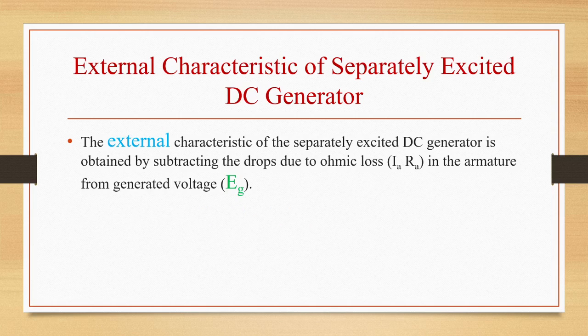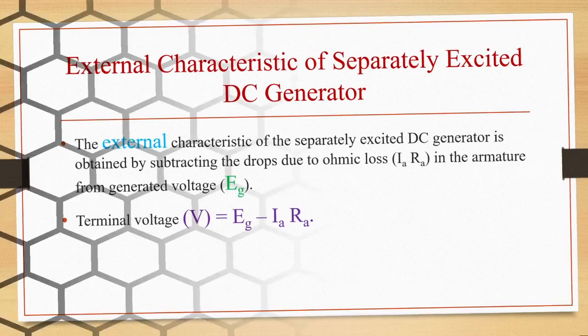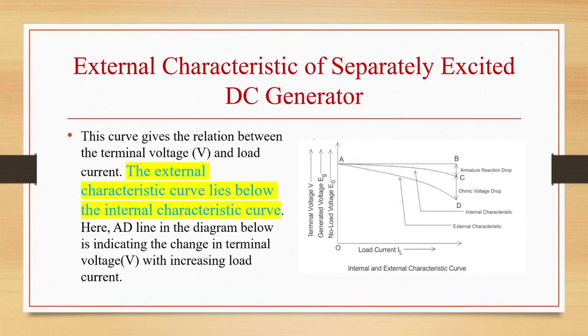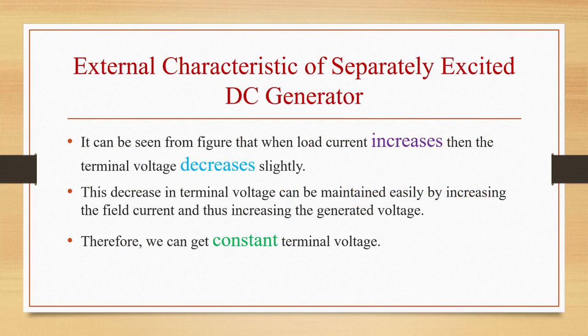So the external characteristics of a separately excited generator will be obtained by subtracting drops due to ohmic loss in the armature from generated voltage EG. That is, V will be equal to EG minus IaRa. Like that, we will get the external characteristics. This curve is showing the relation between terminal voltage and load current. External characteristics will lie below internal characteristics because of ohmic voltage drop. So AD is the line showing the external characteristics, and it is below, indicating the change in terminal voltage with increasing load current.